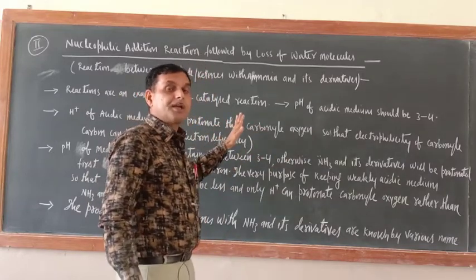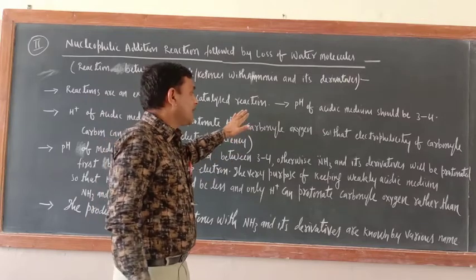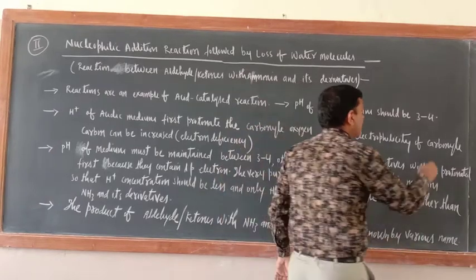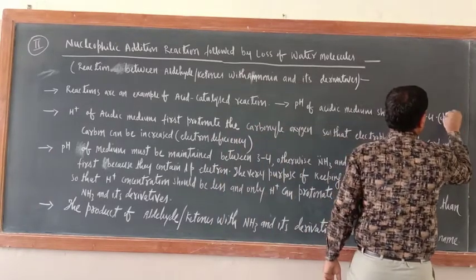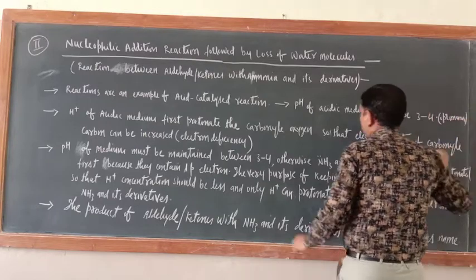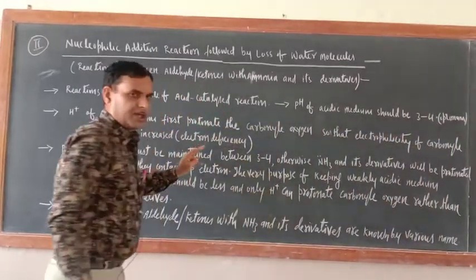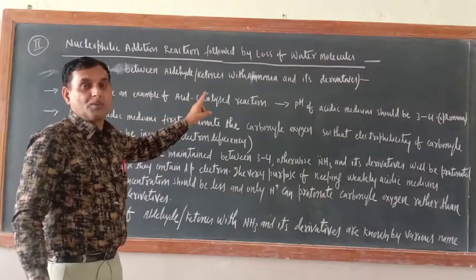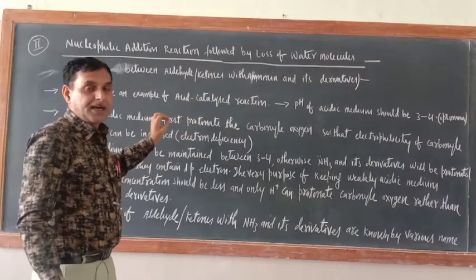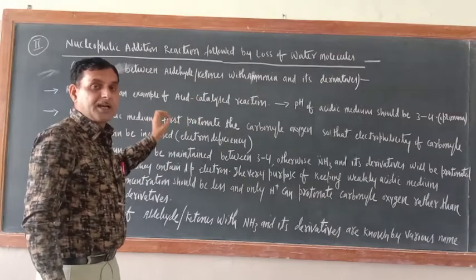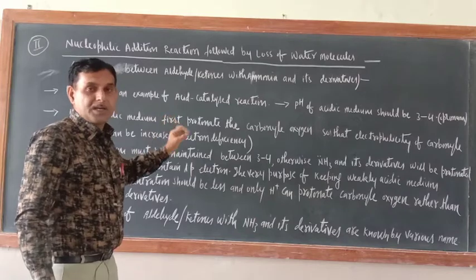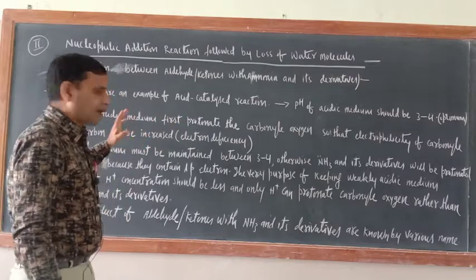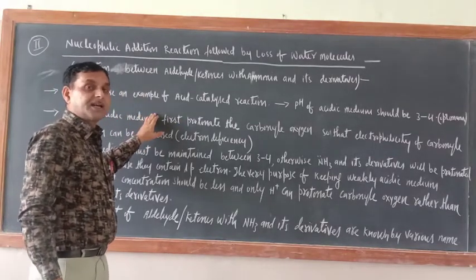So here we are not keeping a very weakly acidic medium. Here we are keeping the pH of the acidic medium at 3 to 4, the optimum pH. Okay, so I think that is clear to you. Number one, this is the category of reaction where aldehydes and ketones react with ammonia and its derivatives. Second point is, the reaction is carried out at optimum pH 3 to 4. pH must be maintained between 3 to 4 only. That is why this is known as an acid catalyzed reaction.